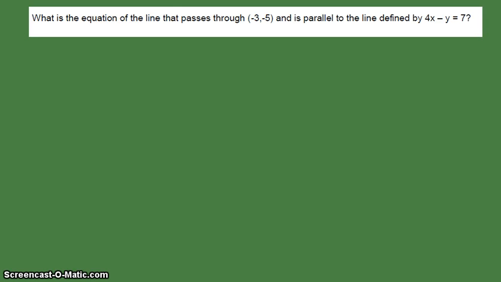Okay, so here is another example of finding the equation of a line. In this case, the line that we need is parallel to a given line. Okay, so let's start with the key concepts. Whenever two lines are parallel, so parallel lines, the slopes of these two lines are equal.